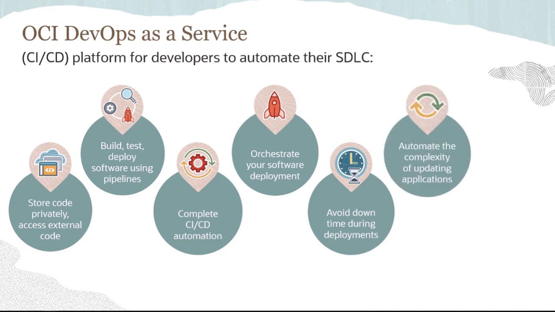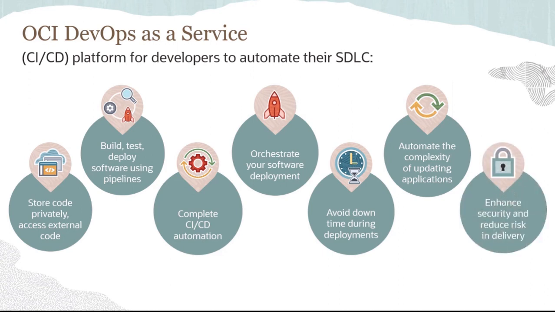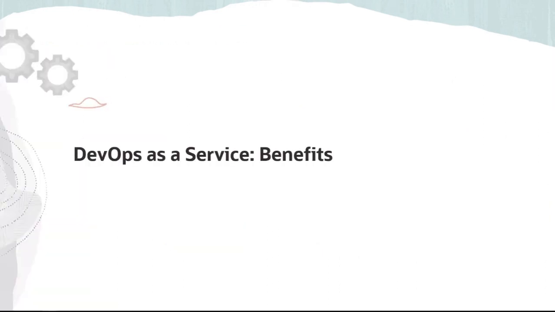Automation reduces the chance of human error that might introduce a security vulnerability. It enhances the security and reduces risk in delivery. As DevOps enables faster software delivery, security bugs can be resolved quickly by rolling out a fix. Let's take a look at some of the DevOps as a service benefits.